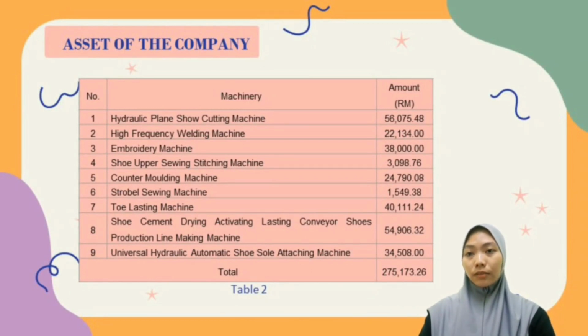For our company, we have 9 machinery that we use to make a shoe. For example, some of our machinery is the hydraulic plane shoe cutting machine at 56,075 ringgit 48 cent, while the Strobel sewing machine is only 1,549 ringgit 38 cent.